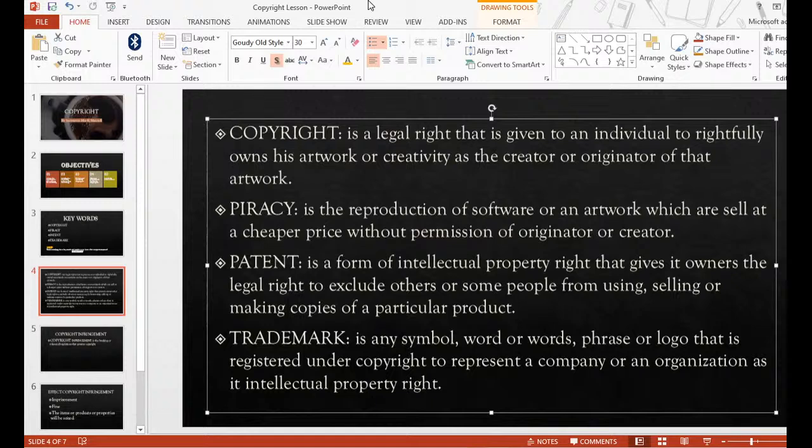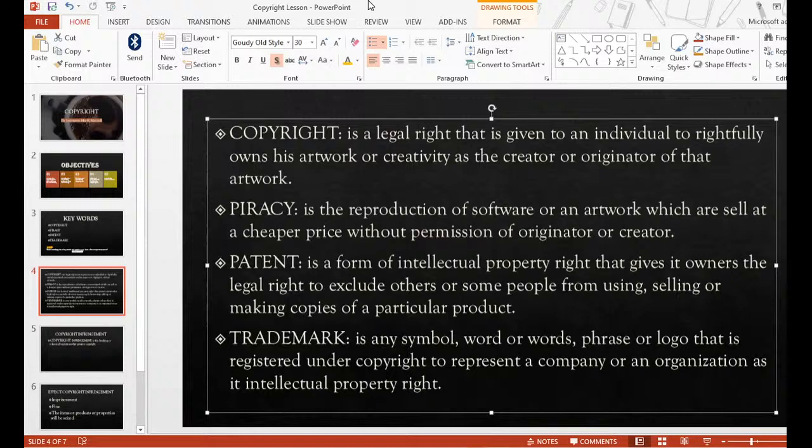For instance, Nike, Apple, Adidas. Once you look at their label, their logo, their description, then you know that this is for this organization, or this is for that one. So all those things that identify organizations or companies fall under what we call a trademark.